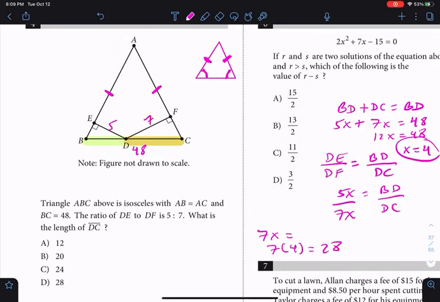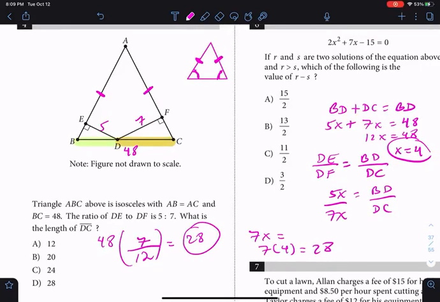Or you can think about it in terms of the ratio, right? Since you know that this is the ratio of DF with DC is 7 over the total of 12, and then you multiply by 48, you can also do that, right? So that's going to be 4 times 7, that's going to be 28. So that's another way to do it, okay?